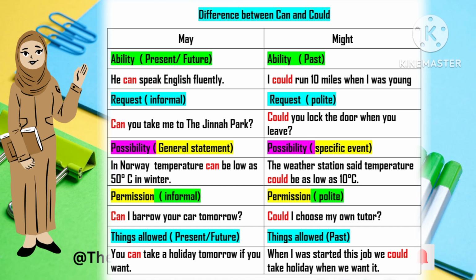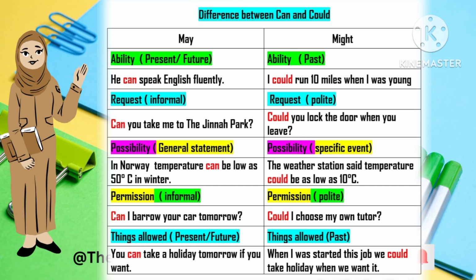Number 5 is things allowed. We use the present to future tense, which tells us that you have things allowed. You can take a holiday tomorrow if you want. It is about the thing that you are allowed to take a holiday if you want, but in reality we can't take a holiday from our job of our own choice.